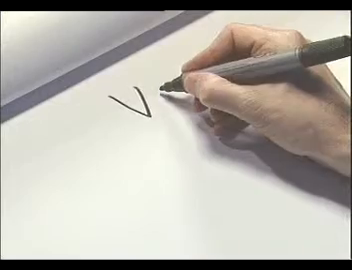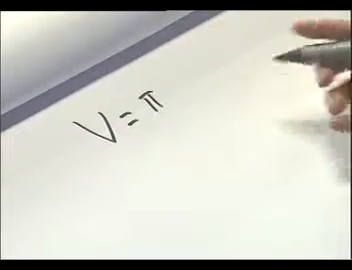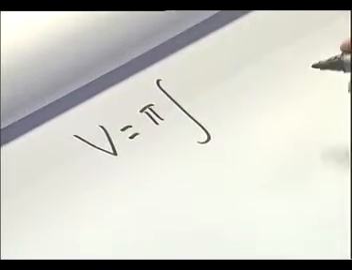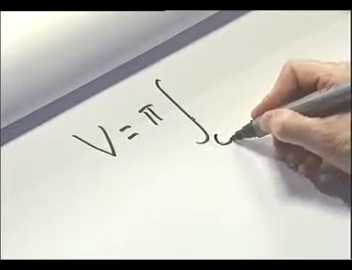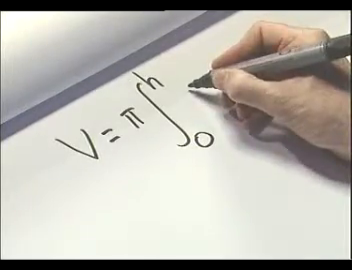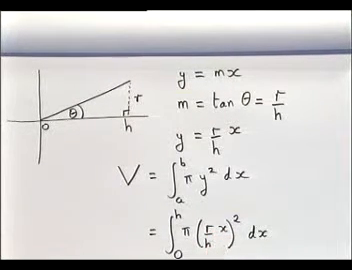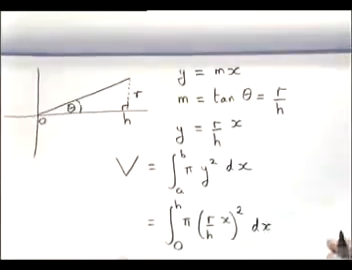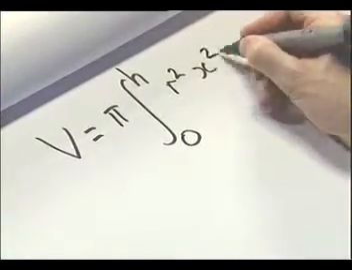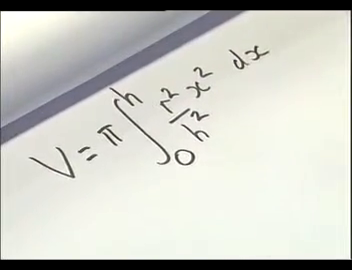So our volume is equal to, and again I'm going to take the pi outside the integration sign so that I don't get confused by it. It doesn't get in the way of the integration. The limits are from 0 to h, and I need to square the y. And if we just look back, we'll see that the y was rx over h. So if I square it, it will be r squared x squared over h squared. So let's do that. R squared x squared over h squared to be integrated with respect to x.